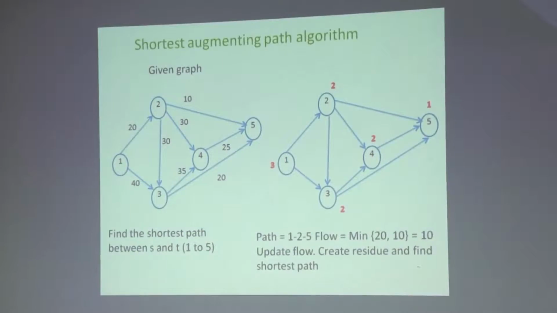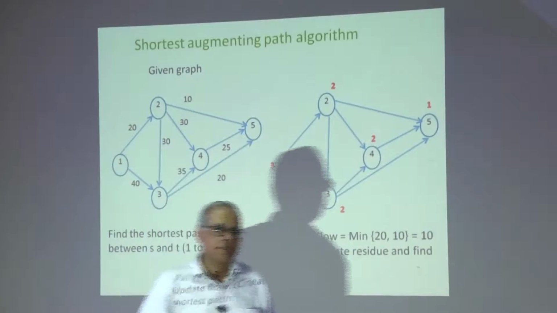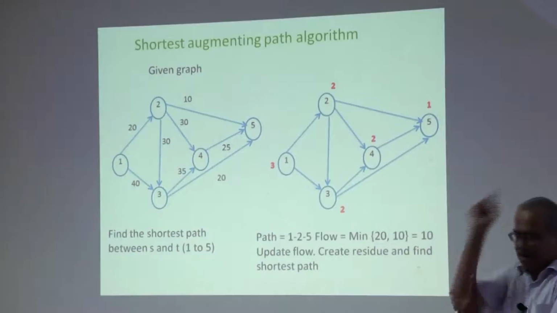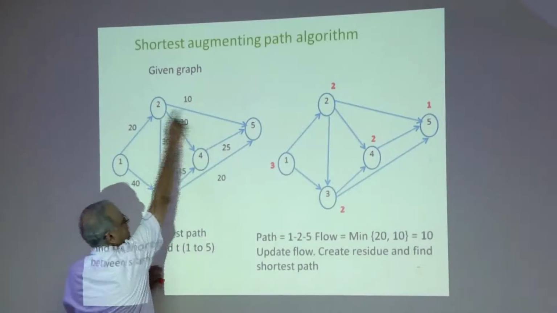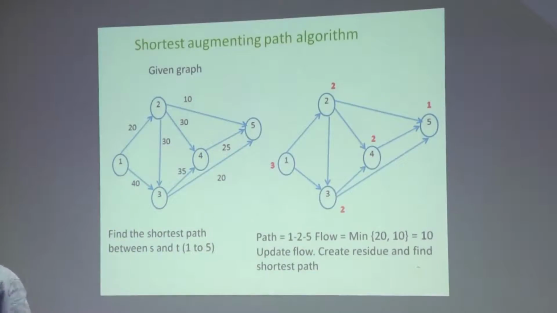So now I know I can have a shortest path of length 2 with 2 arcs. So I choose 1, 2, 5 to begin. Once I choose 1, 2, 5, I go back to the residual network, and my flow will be 10. Then I update the flow and create a residual network.